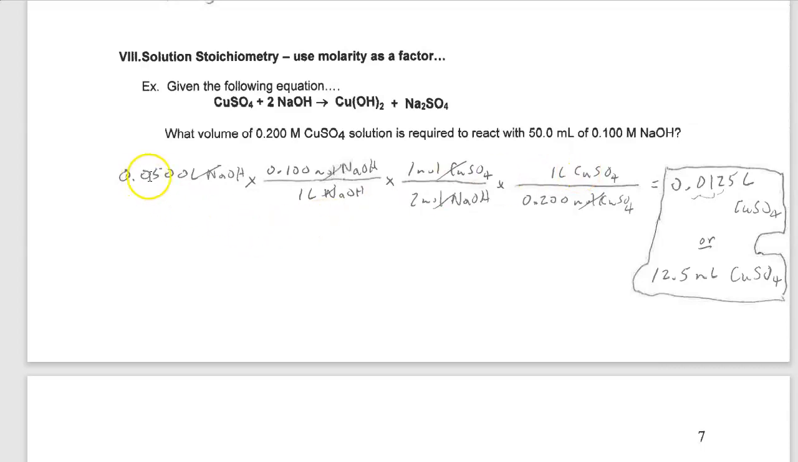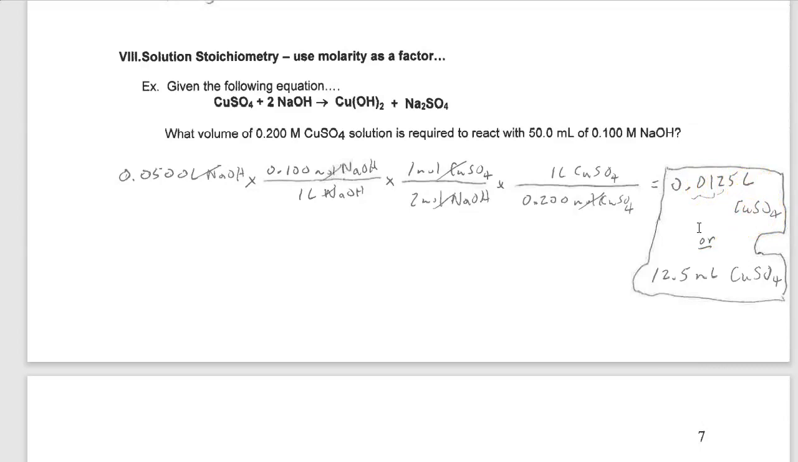So we do the math. So 0.0500 times 0.1 divided by 2, and then divide that again by 0.200. Let's see, 3 significant figures here, 3 here, 3 here. The rest of these are exact, so therefore 3 in my final answer, and that would be 0.0125 liters of copper sulfate solution.